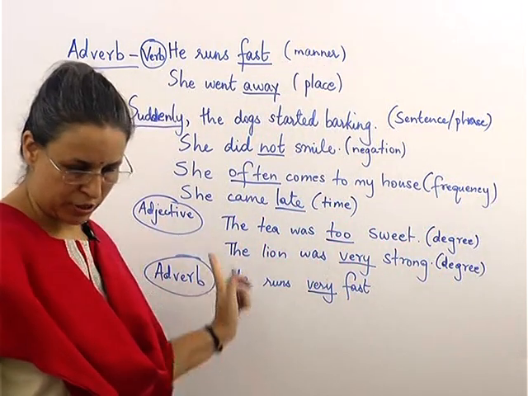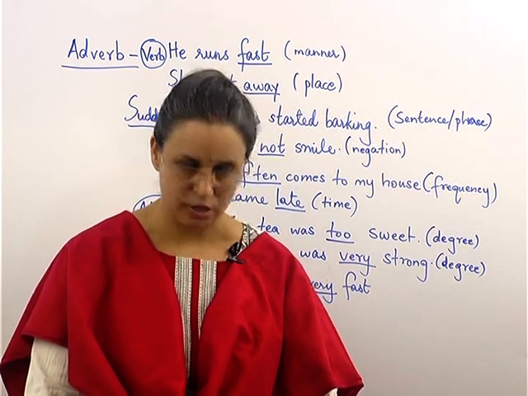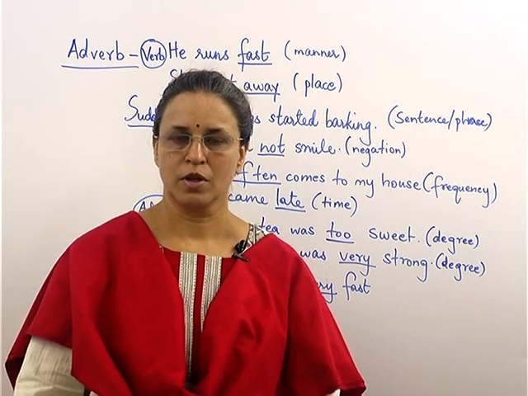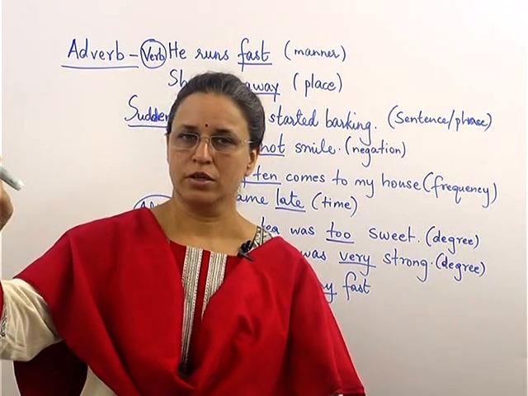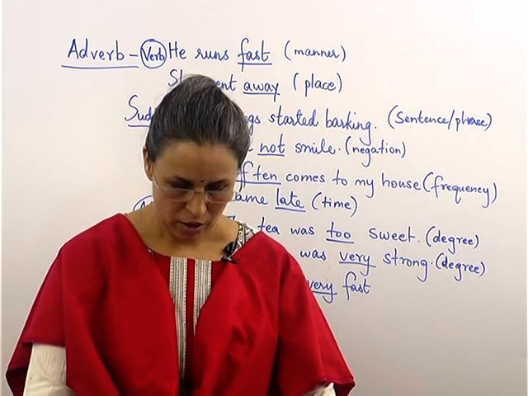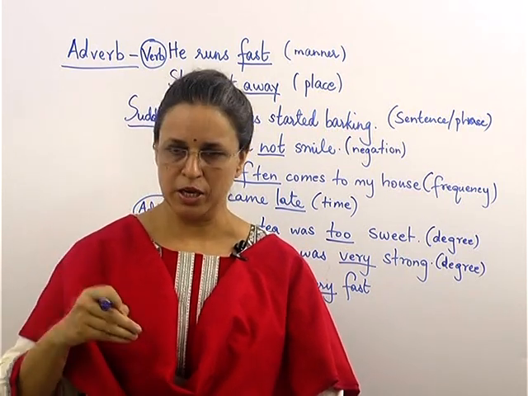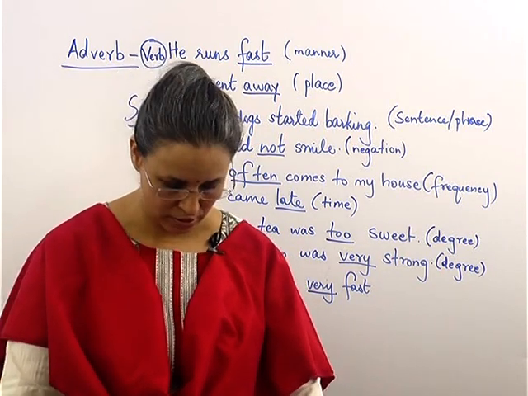So these are the different types of adverbs. Now, adverbs give us information about place. Come here. Come where? Here. Go there. So here, there tell you adverb of place. Come in. Come in. Get out. So in and out also tell you place.